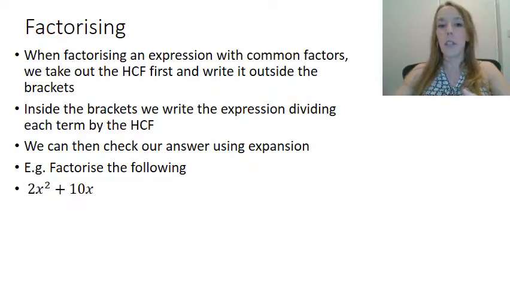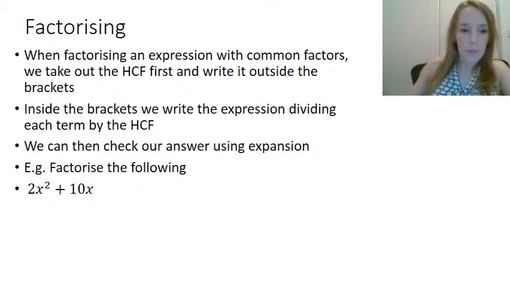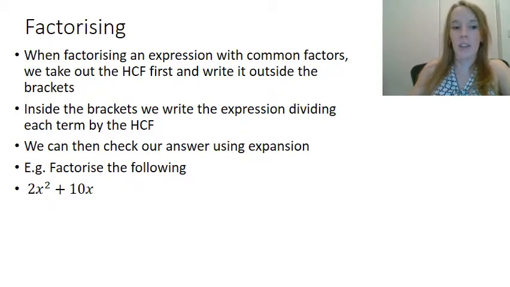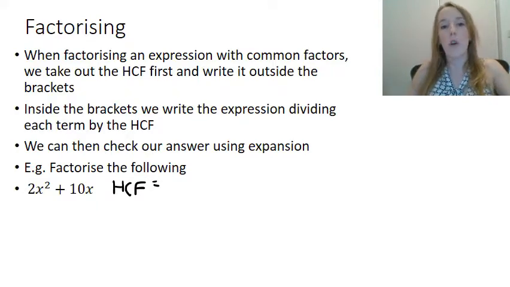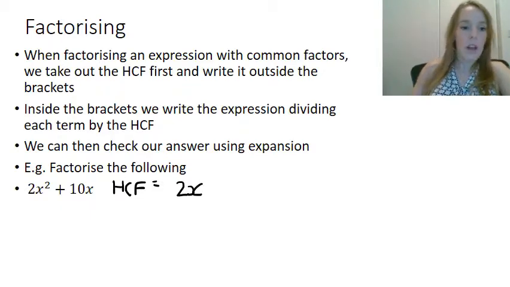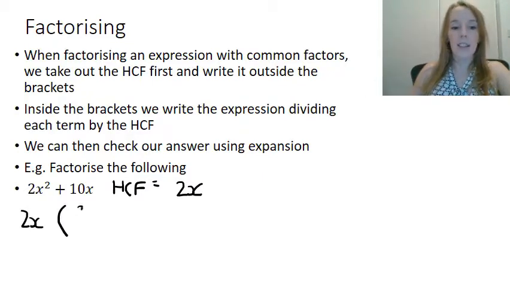If you're in a test situation, if you have to factorise something, I would definitely suggest checking your answer by expanding it, just to make sure that you got the right answer. So for example, we've got 2x squared plus 10x. The first thing we're going to do is find our highest common factor of 2x squared and 10x. What can they both be divided by? Well, they can both be divided by 2x. So we're going to write 2x, which is our highest common factor, outside the bracket, and inside the bracket we're going to write our original expression, 2x squared plus 10x, and divide each of our terms by the highest common factor.